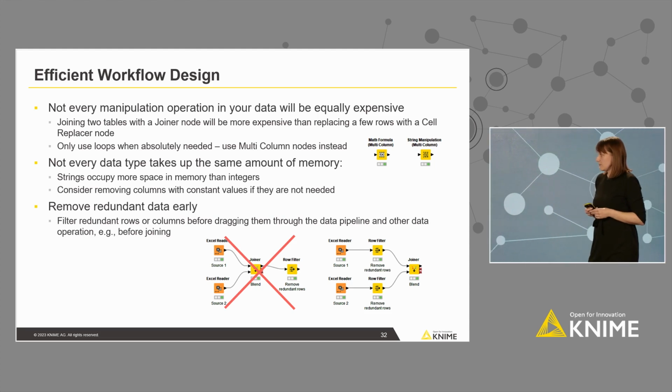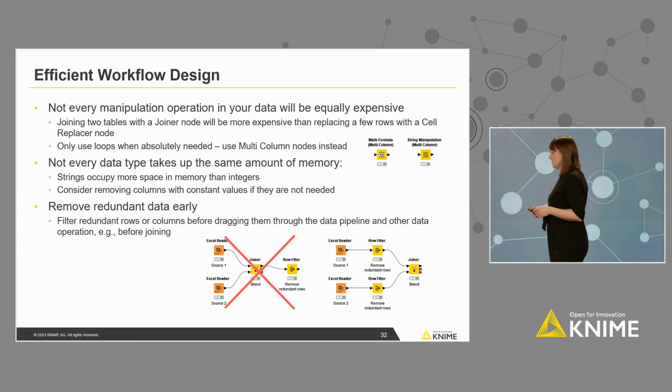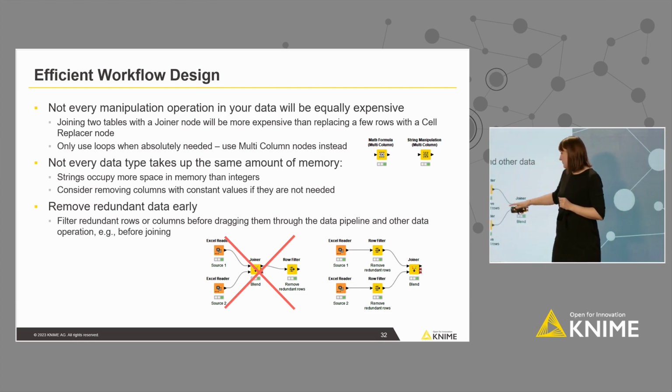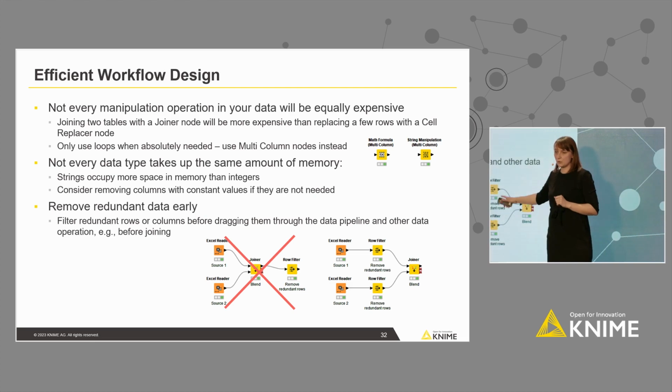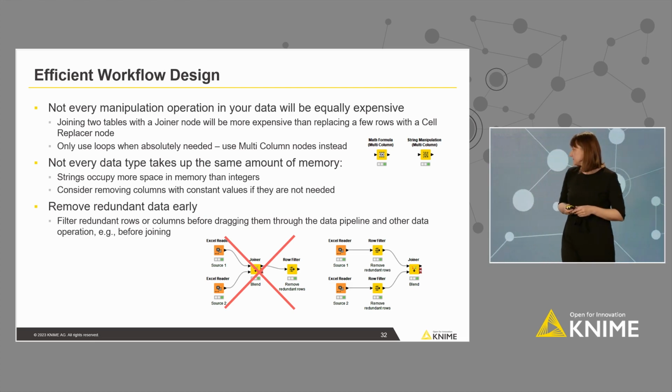And also remove redundant data early. So if you plan to filter duplicates at some point because you don't want to have redundant data, try to do it before you join the data, not after, right? Because of course you have 2 more nodes, yes, but then the joining procedure will be much faster.